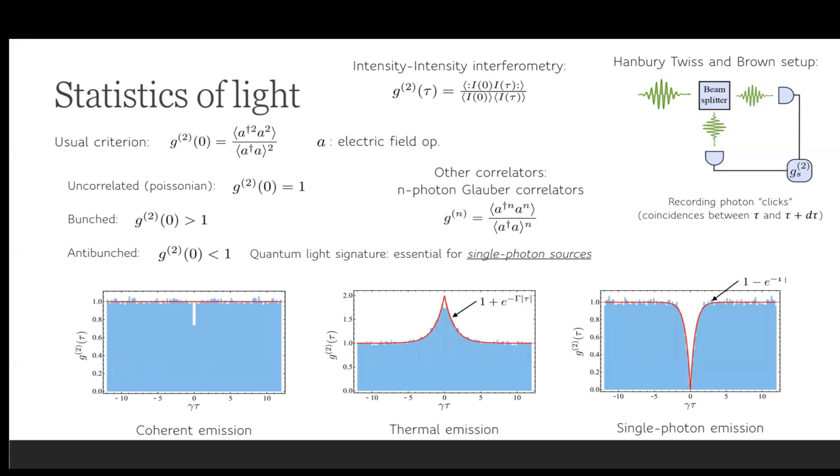To make a more in-depth classification, we need to take into account higher order correlators, which give the probability of having more than 1, 3, 4 photons being detected at the same time.